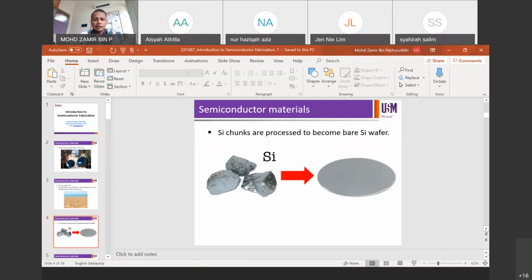So the moment you have your bare silicon wafer, only then can you do the integrated circuit fabrication on the bare wafer.